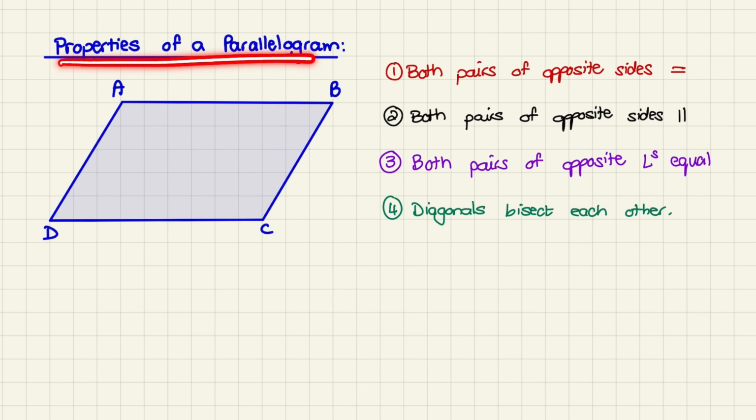In this video, we'll discuss the 4 properties of a parallelogram. So let's start with the first one. It says both pairs of opposite sides are equal.